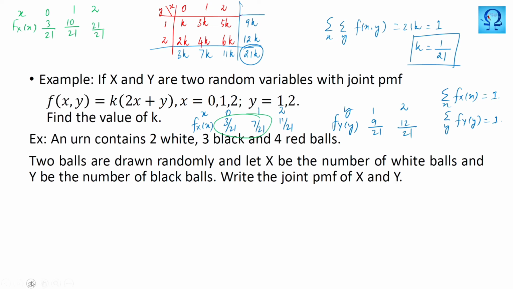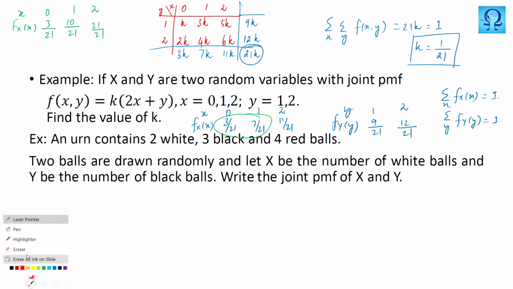Okay. Now coming to the next question. An urn contains 2 white, 3 black and 4 red balls. Two balls are drawn randomly and let x be the number of white balls and y be the number of black balls. Write the joint PMF of x and y.